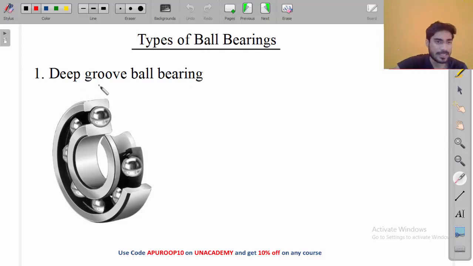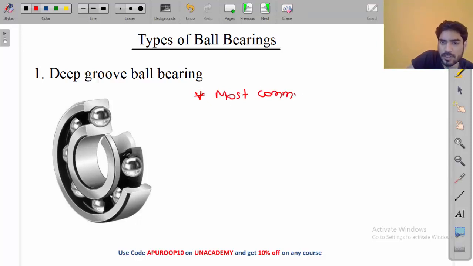So let's understand one by one the different types of ball bearing. Then we will see different types of roller bearing. The first type of ball bearing is known as deep groove ball bearing, which is the most common. If you have seen a ball bearing in toys or in day-to-day life, it must be a deep groove ball bearing.